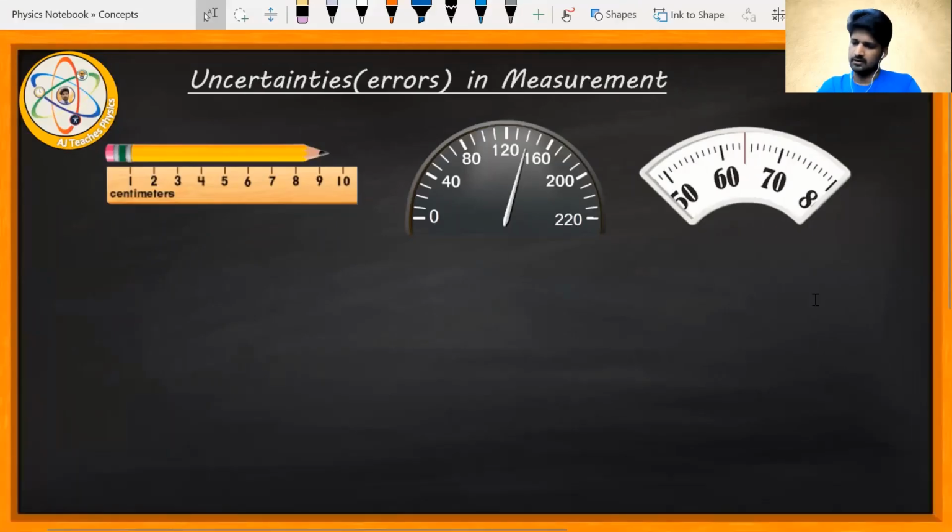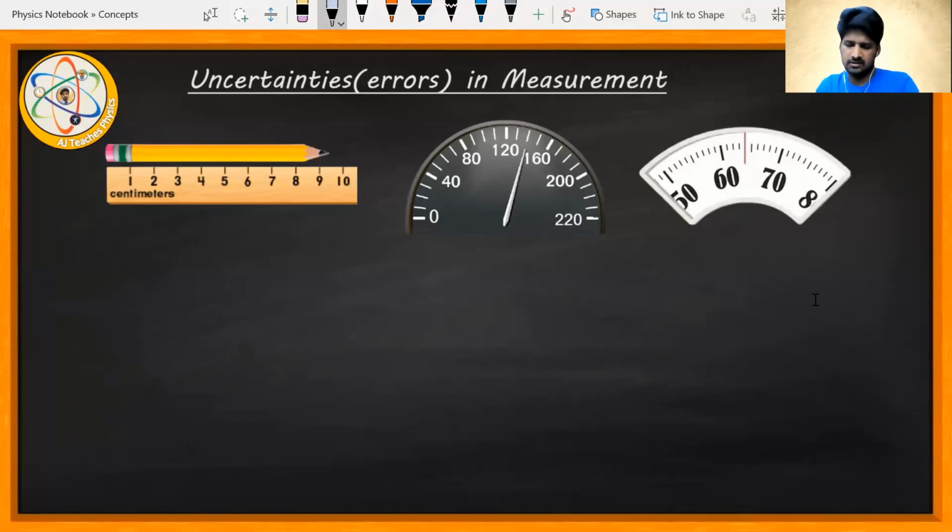Hi, in this video, I will introduce you to uncertainties in measurement and how to report them. Here you see three instruments, three measuring devices measuring whatever they are intended to measure.